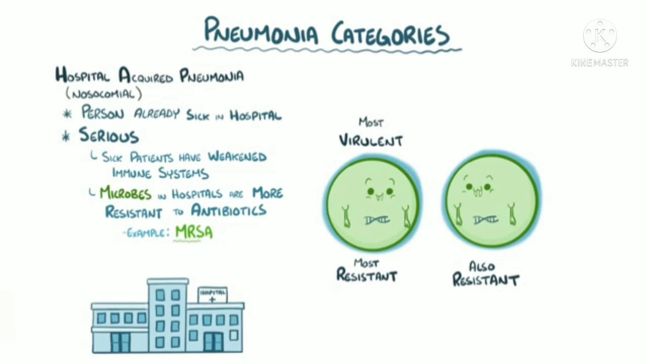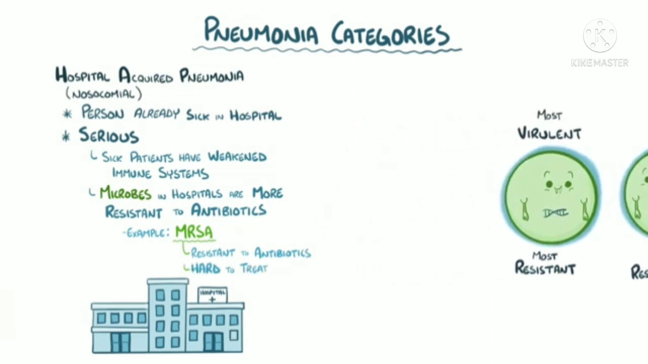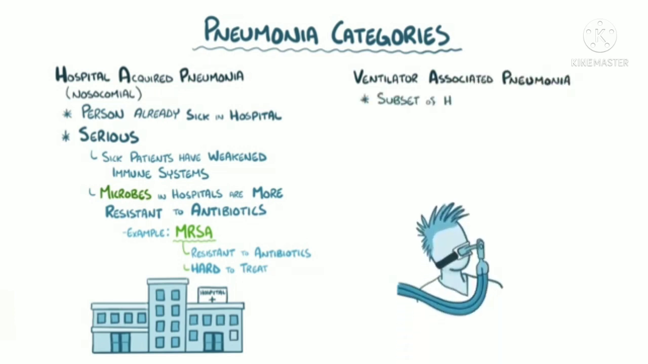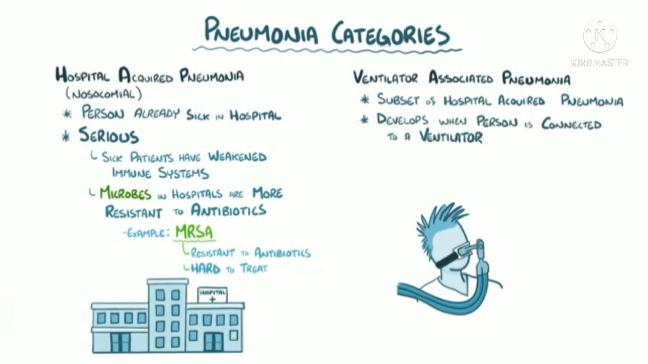MRSA, on the other hand, is resistant to many antibiotics, and is therefore harder to treat. Another category of pneumonia is ventilator-associated pneumonia, which is a subset of hospital-acquired pneumonia, but it specifically develops when ill individuals are connected to a ventilator. Oftentimes there's a biofilm, which is a mix of bacteria, sugars, and proteins that can coat a surface, that forms on the endotracheal tube. Individuals on a ventilator can't cough, and are often pretty sick already, so over time microbes can move from the tube directly into the lung and cause a pneumonia.